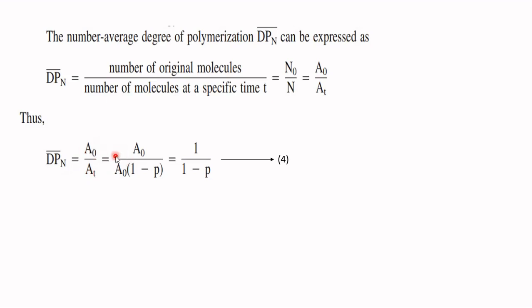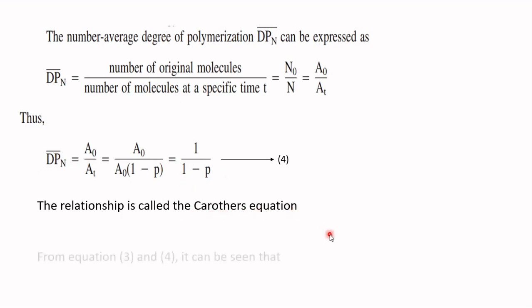You substitute the value of AT here: A naught divided by A naught into 1 minus P. A naught gets cancelled, then it will be 1 divided by 1 minus P. You call it equation number 4, and this equation, that is number average degree of polymerization equal to 1 divided by 1 minus P, is called Carothers' equation.